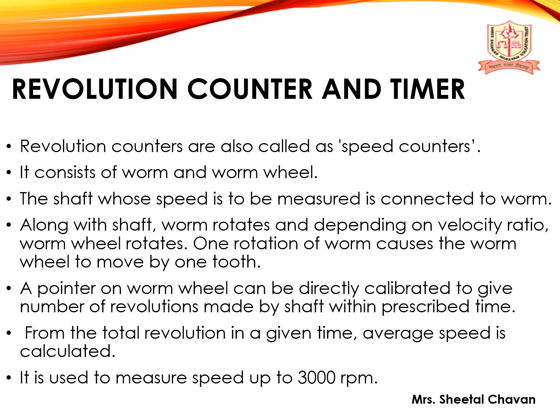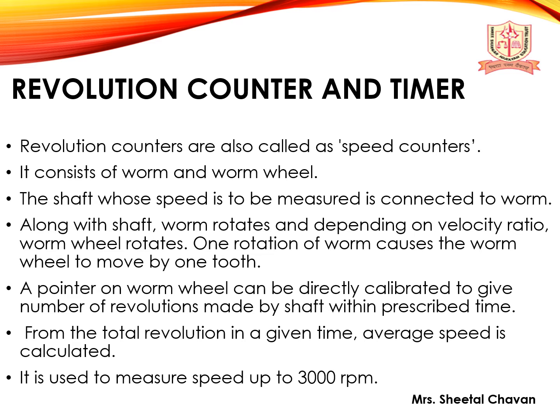The revolution counter and timer. Revolution counters are also called speed counters. It consists of a worm and worm wheel. The shaft whose speed is to be measured is connected to the worm. Along with the shaft, the worm rotates, and depending on the velocity ratio, the worm wheel rotates. One rotation of the worm causes the worm wheel to move by one tooth.